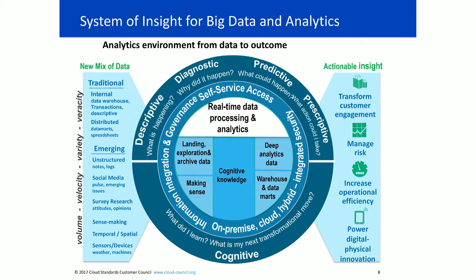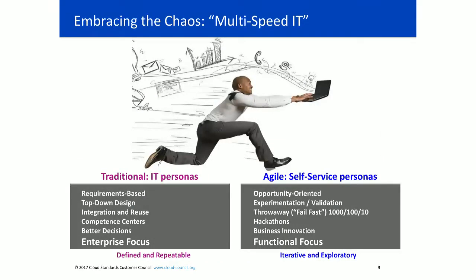The outer ring is the different types of analytics. So we have descriptive, diagnostic, predictive, prescriptive, and cognitive. See, the cognitive is at the bottom. Really, it's powered by machine learning and also natural language processing. So basically, it will provide information such as what did I learn from this experience, and then what is my next transformation move? So that's this whole wheel chart, which defines what the system of insight looks like. Okay. So moving forward.